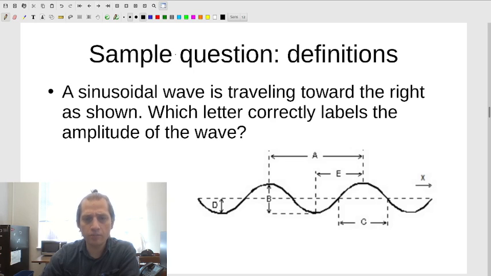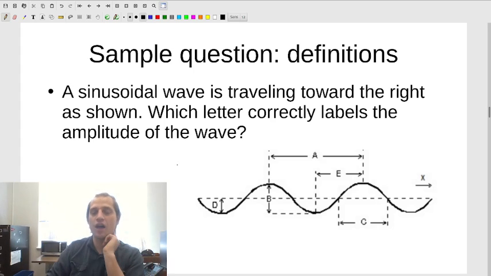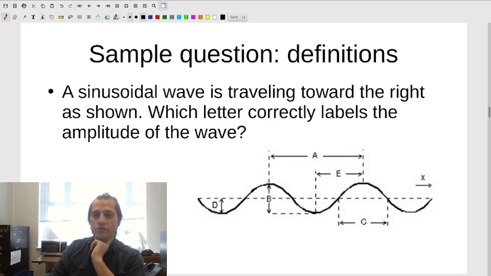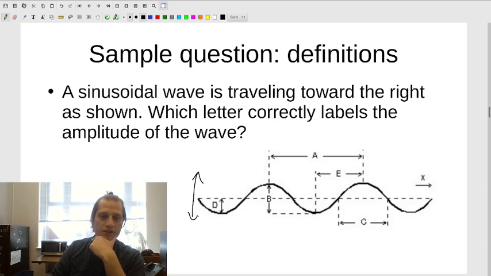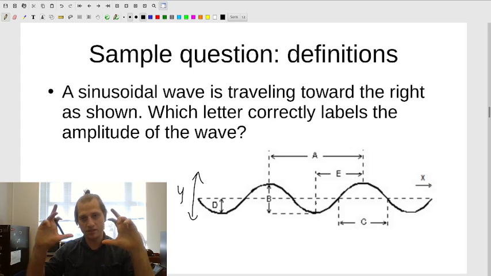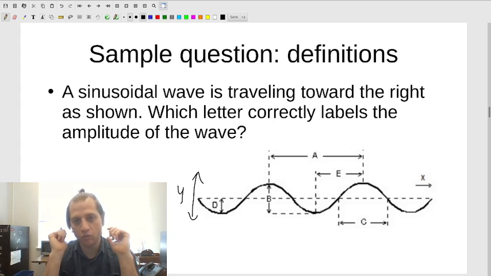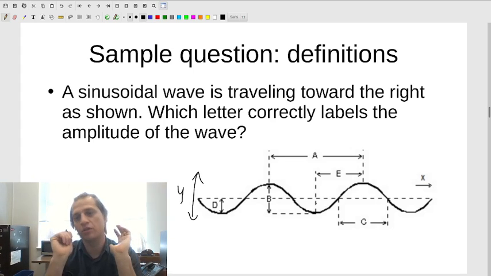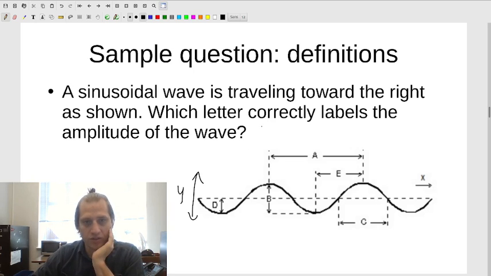All right, so one of the questions I put on your review, which is a little bit simplistic but good to emphasize. We've got a sinusoidal wave traveling towards the right. So this is a snapshot. This is not a picture of x versus t as we had with the simple harmonic oscillator. It's a picture of y versus x. So there's your y. Here's your x. This is a snapshot. We took a picture at one particular moment, and that's what the string looks like. Now it asks which letter correctly labels the amplitude of the wave.